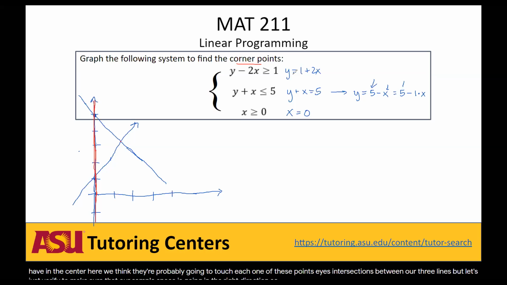So we know that for this one, if we subtract the 2x over to the other side for the inequality, we have y is greater than or equal to 1 plus 2x.